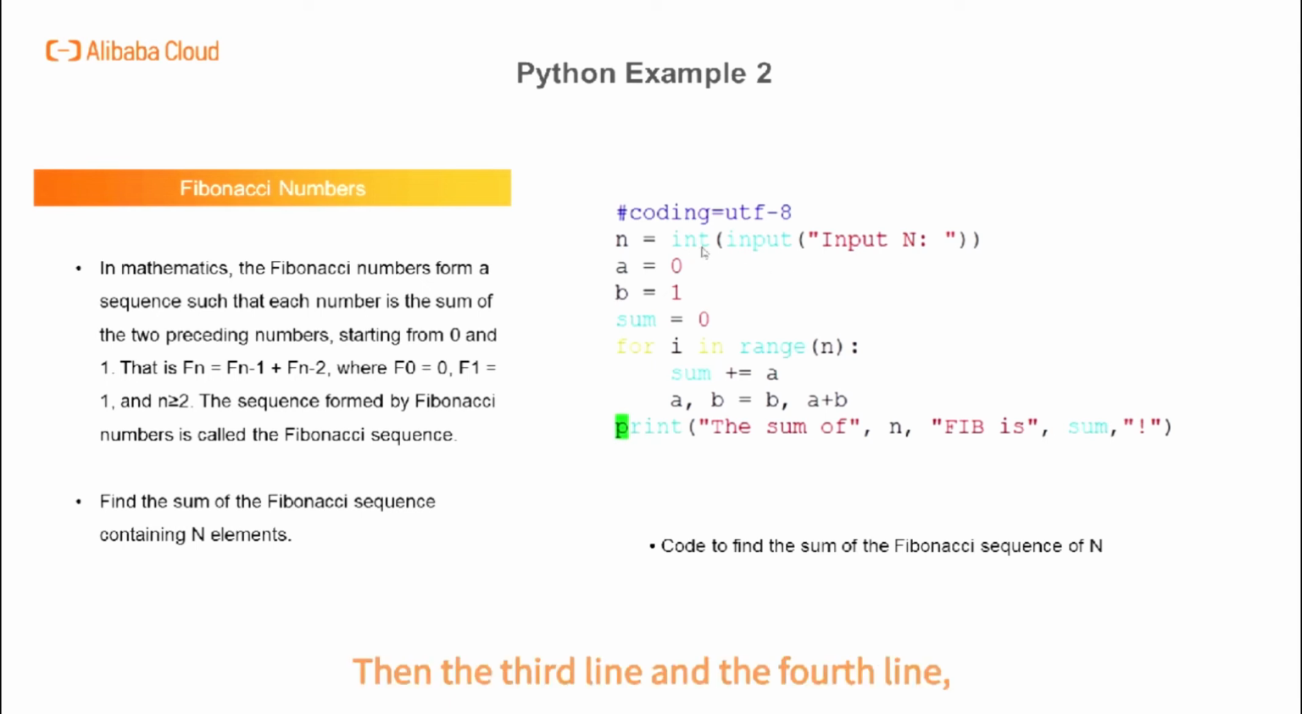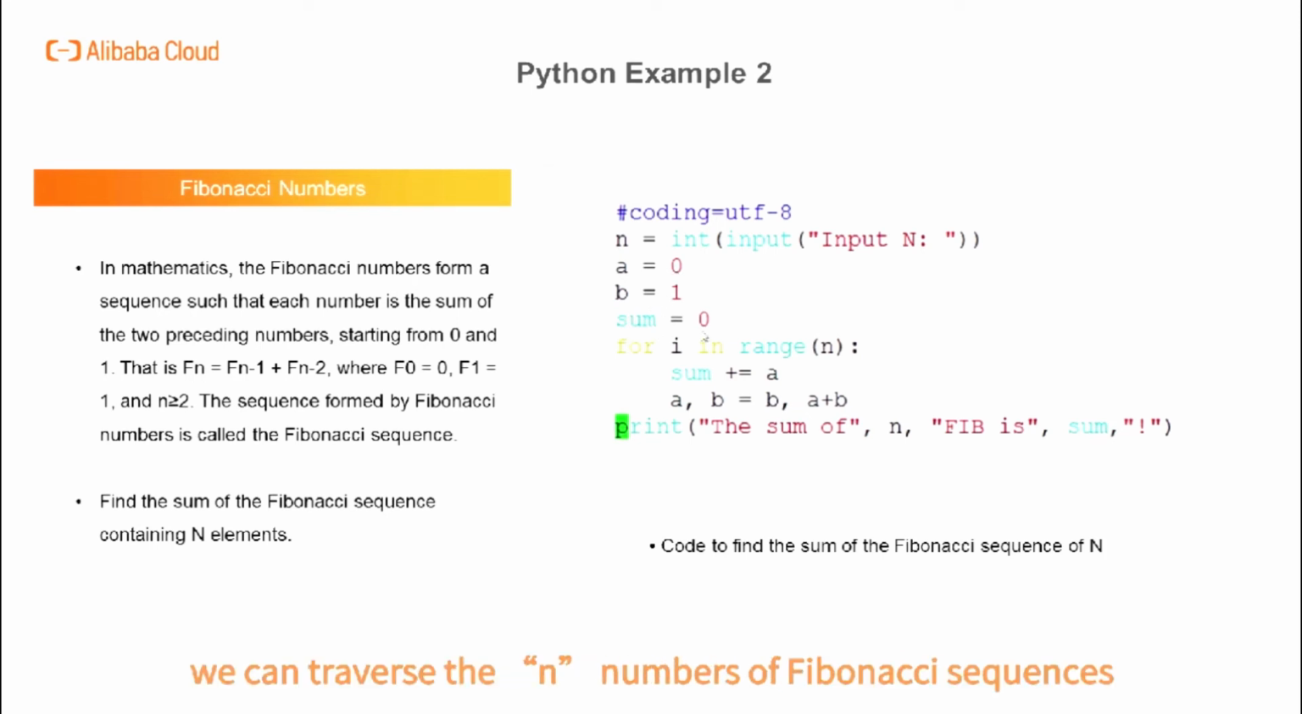Then the third line and the fourth line. A equals 0 and B equals 1. They're the first two elements of the Fibonacci series. We can see we're using 0 and 1 to initialize the variables A and B. After that, in the fifth line, we initialize the variable sum with 0, because when n equals 0, the sum is 0. It is the initial state.